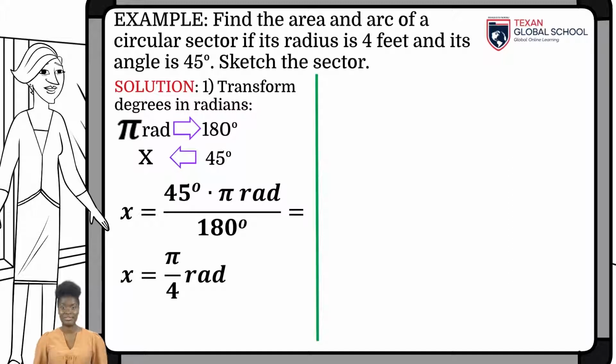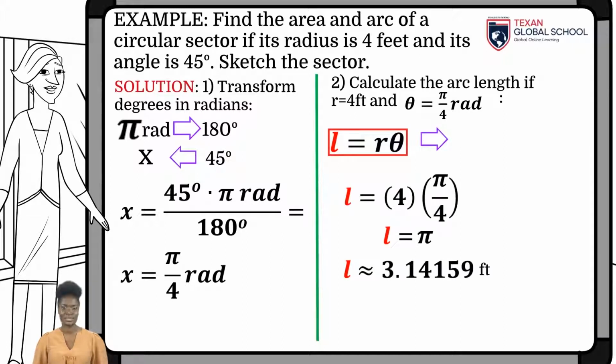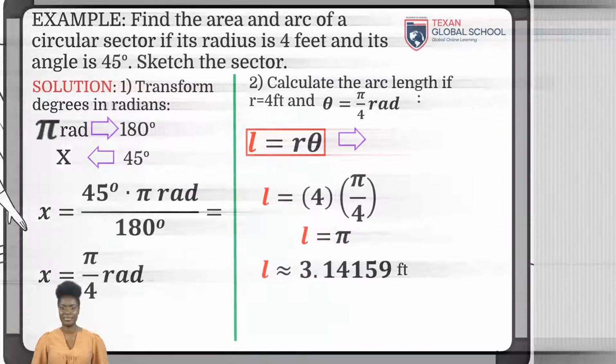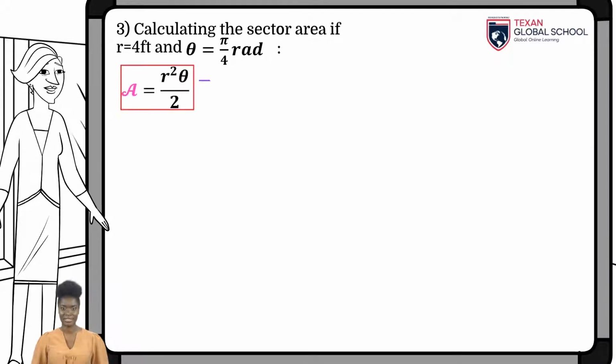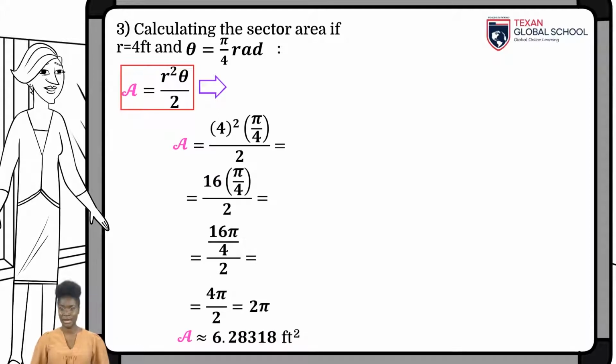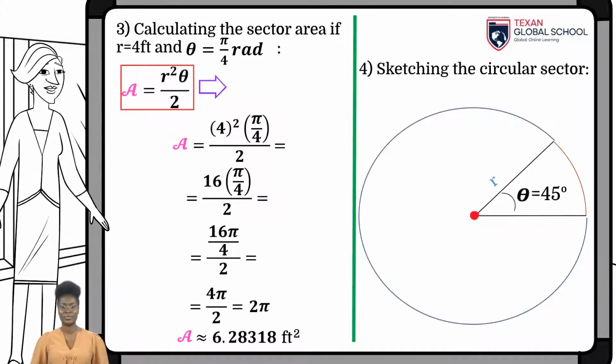Now substitute into the formula to find the length of the arc. Since the radius is 4 feet and the theta angle is pi quarters, results an arc length of pi, approximately 3.14159 feet. Substituting to obtain the area of the sector, if the radius is 4 feet and the theta angle is pi quarters, results a sector area of 2 pi square feet, or approximately 6.28318 square feet. With all the elements, we can sketch the sector, which opens with an angle of 45 degrees or pi quarters of a radian.